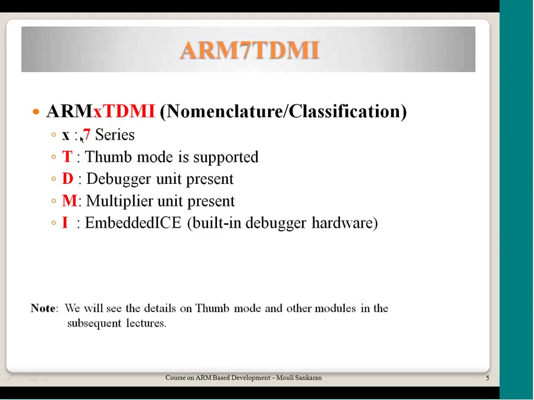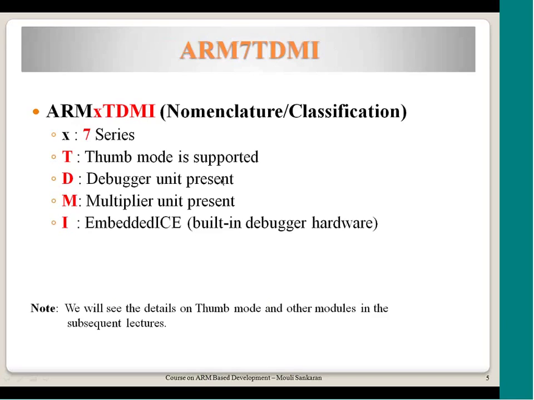7 is one series of instruction set architecture that ARM has come up with. ARM started with 1, and what we are studying now is the 7th series in the instruction set architecture of ARM. And T means that it supports Thumb mode.